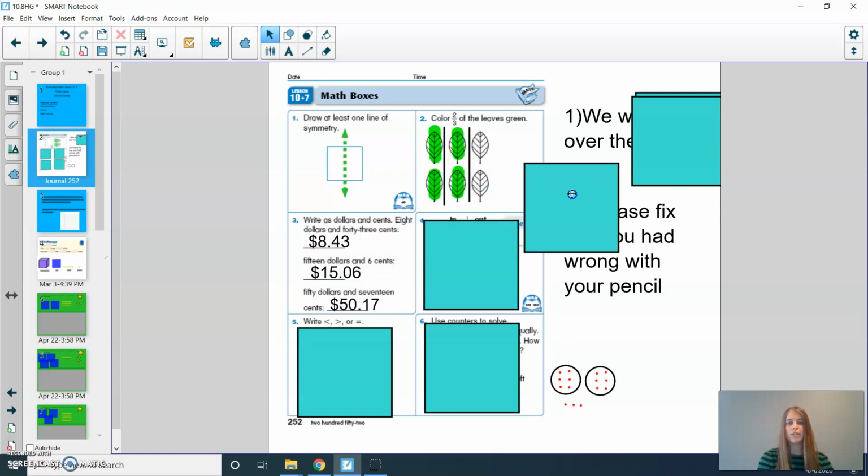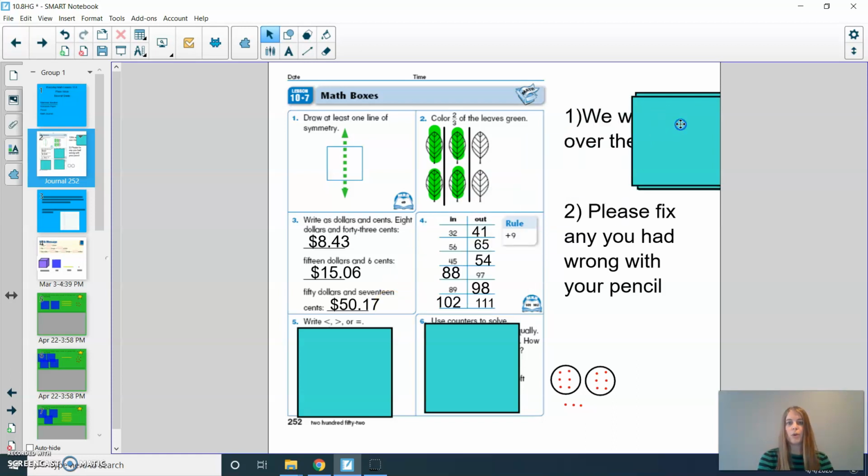For question number 3, write each of these amounts in dollars and cents notation. So I had $8.43, $15.06, $50.17. So double check to make sure that your 3 amounts matched the way mine did in question number 3.